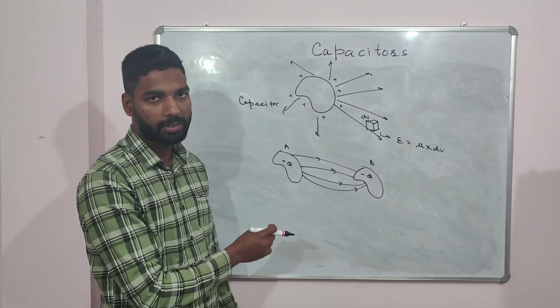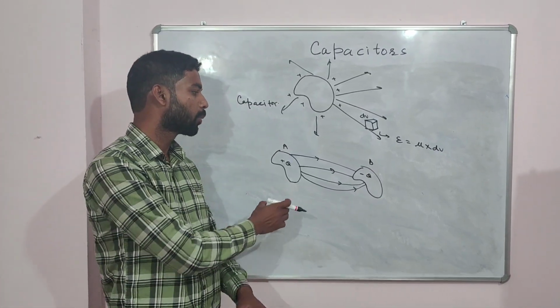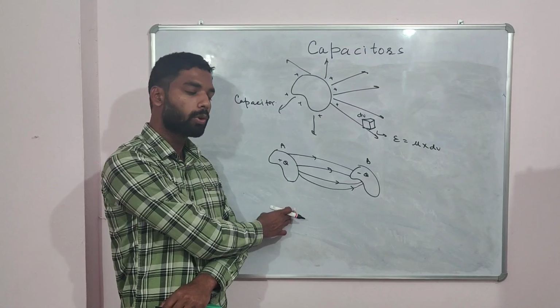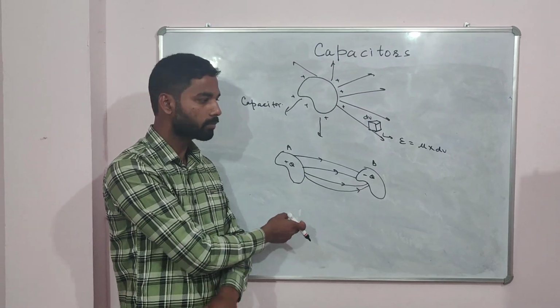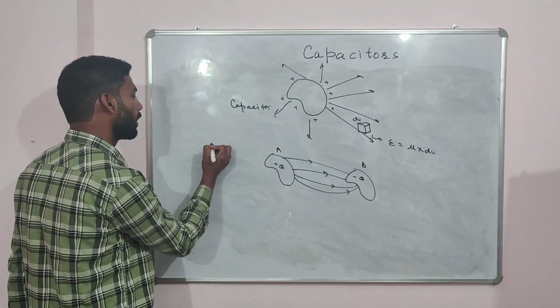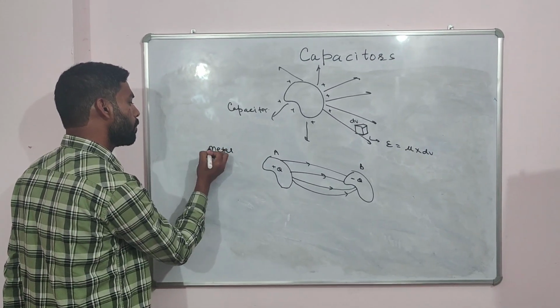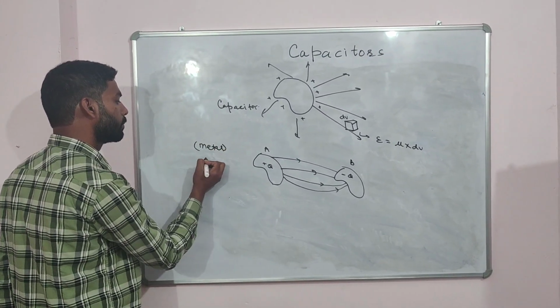How will we define the capacitance? Capacitance is the property of a system to store energy in the form of charge. It can be a metal or a conductor.